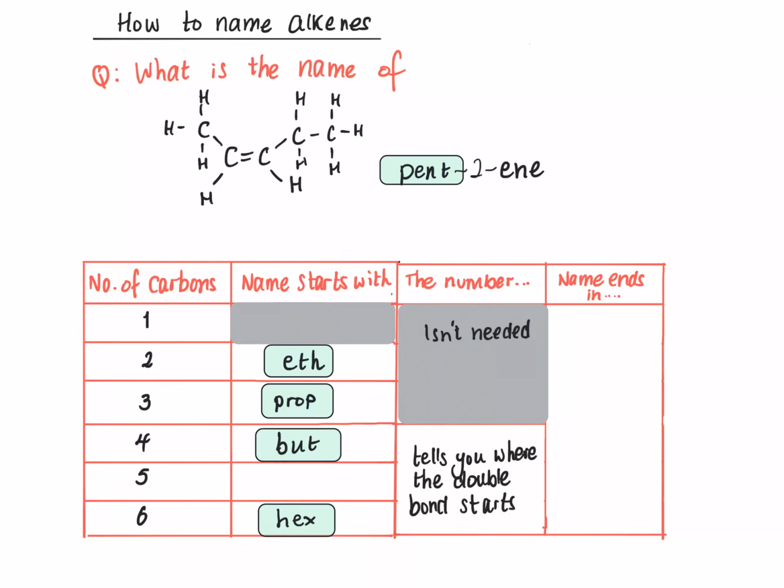You could argue that it's pent-3-ene because if you count from this side, 1, 2, 3, then that number could be 3, but you always put the smaller of the two numbers. So it's 1, 2, pent-2-ene.